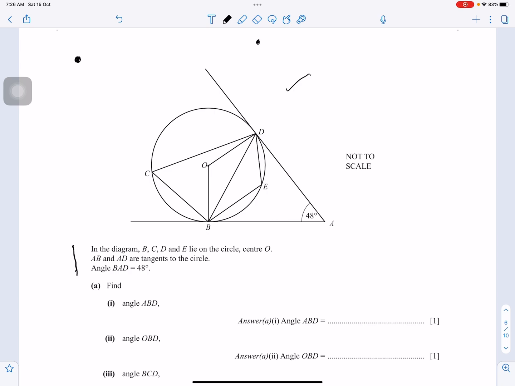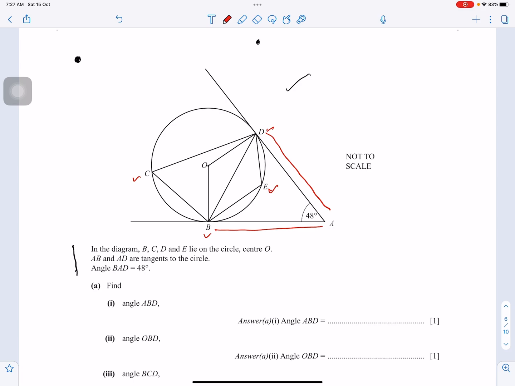So in the diagram B, C, D, E, now which is talking about? Let me change the color. So for example, it is B, C, D, E. Lie on the circle, center O, AB and AD are tangents. So this line AB and AD are tangents to the circle. And angle BAD is 48. Now, without reading the rest of the question, 2-3 things you should immediately recall.